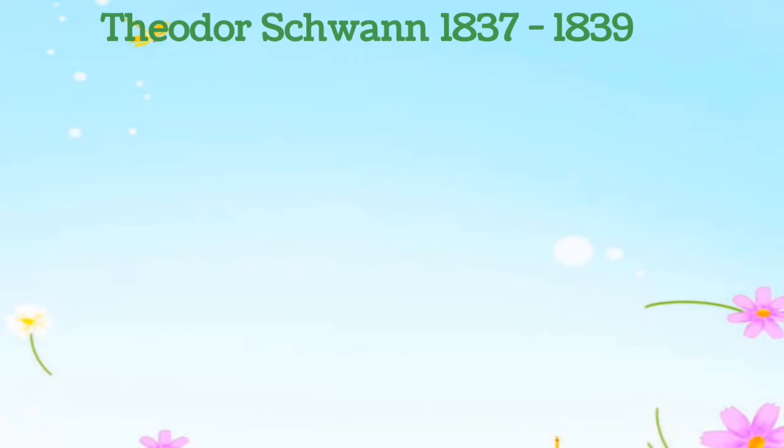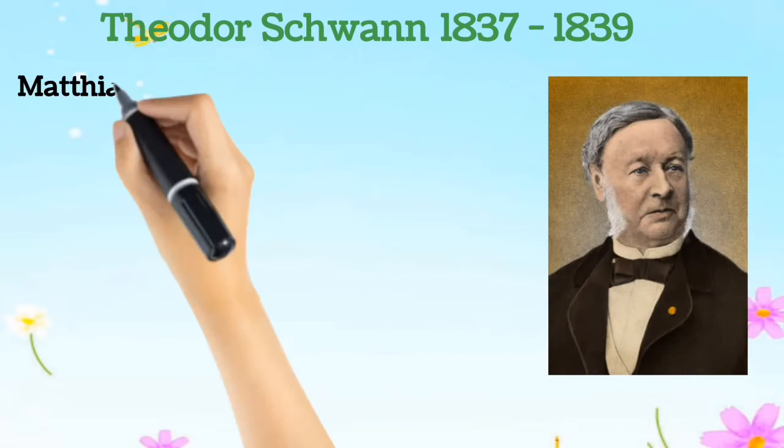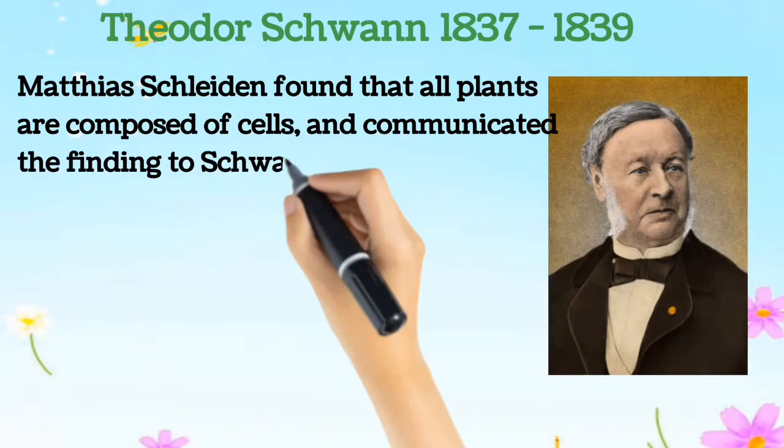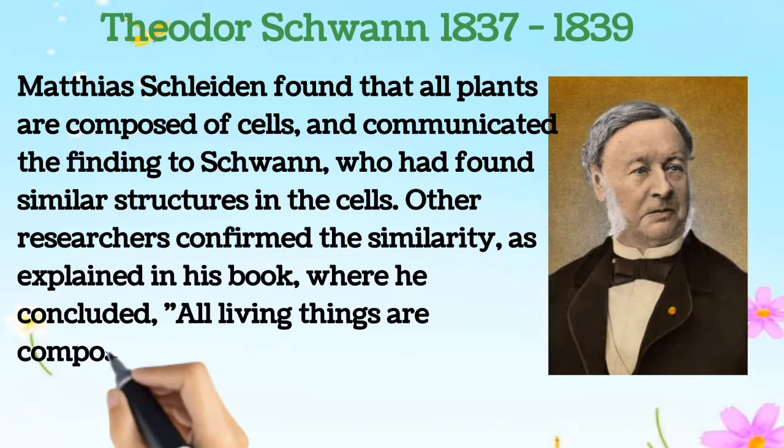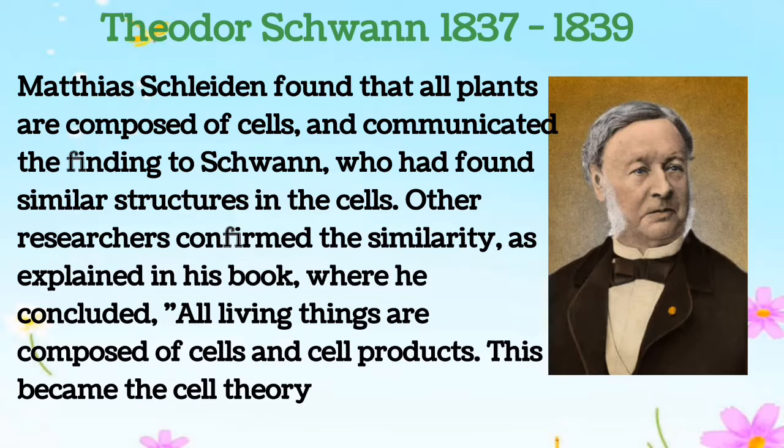Theodor Schwann. Matthias Schleiden found that all plants are composed of cells and communicated the finding to Schwann, who had found similar structures in the cells. Other researchers confirmed the similarity, as explained in his book, where he concluded, all living things are composed of cells and cell products. This became the cell theory.